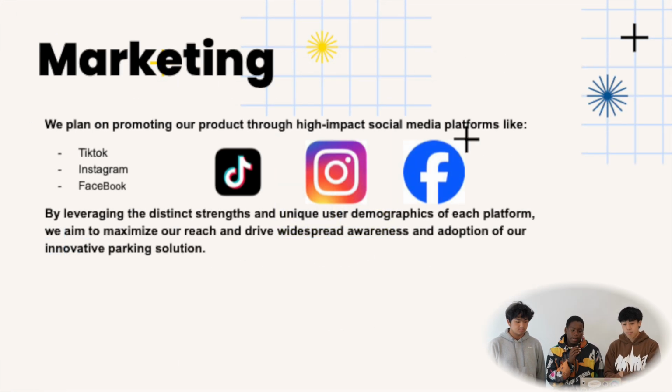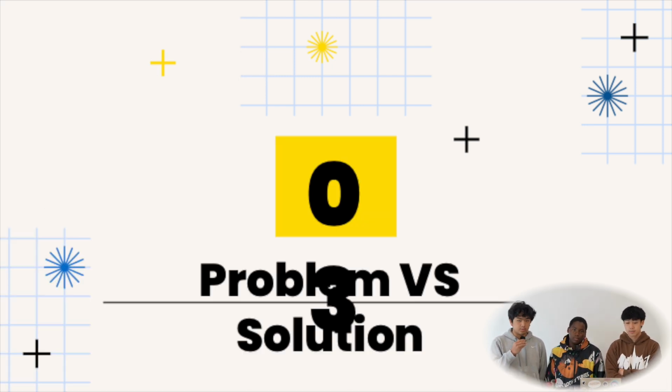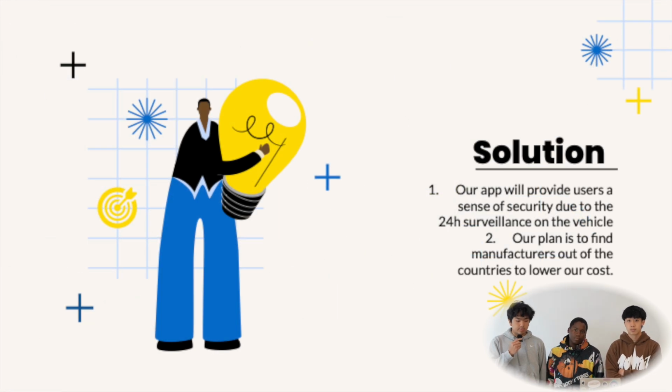We'll be promoting our business on big apps like TikTok, Instagram, and Facebook because most people spend their time on those apps. So we're trying to find new users on those apps. Problems we might come across are what makes us different and what we can do to lower our cost. Our solutions are that our app will provide a sense of security, and we plan to find manufacturers outside of the US.